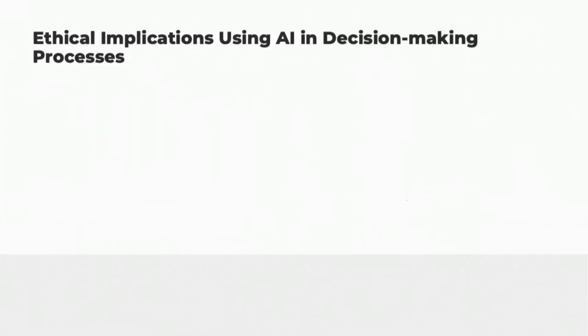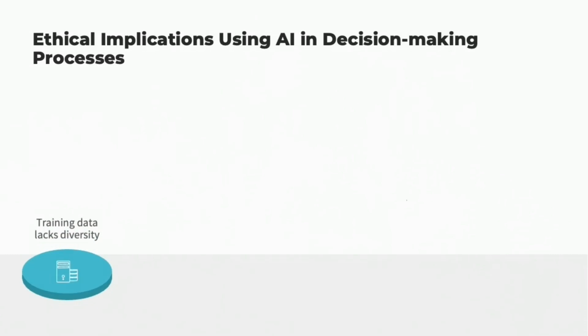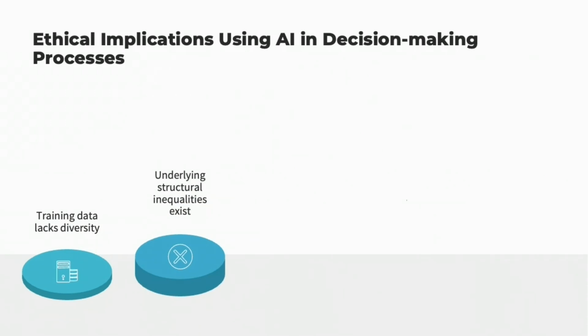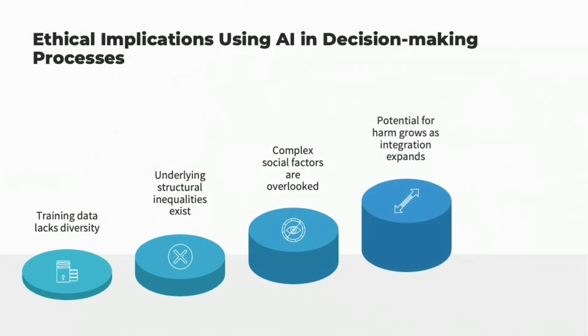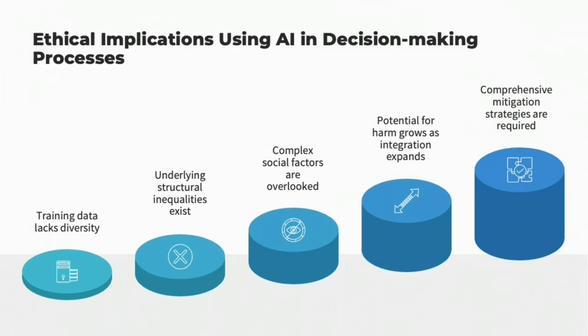These examples underscore the importance of considering the ethical implications of deploying AI in decision-making processes. They reveal a pattern where the lack of diversity in training data, underlying structural inequalities, and failure to account for complex social factors can lead to biased outcomes. As AI becomes more integrated into societal frameworks, the potential for these biases to cause harm grows, necessitating urgent and comprehensive strategies to mitigate bias and ensure equitable AI systems.